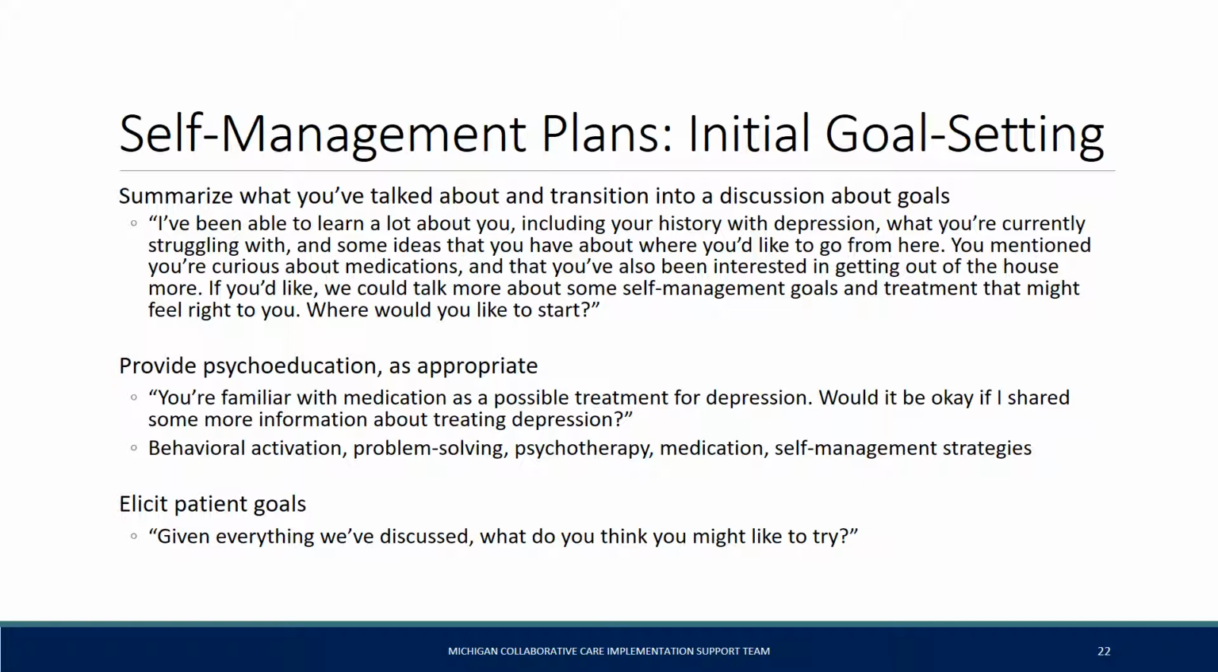And then after we've given that education about their treatment options, again, elicit, provide, elicit. So we want to lastly elicit the patient's goals. So we might just say something like, "Given everything we've discussed, what do you think you might like to try?" And the patient will give you some ideas about where they'd like to go, and then you can get more specific in your steps in terms of treatment and where you'll go within the next few weeks together.